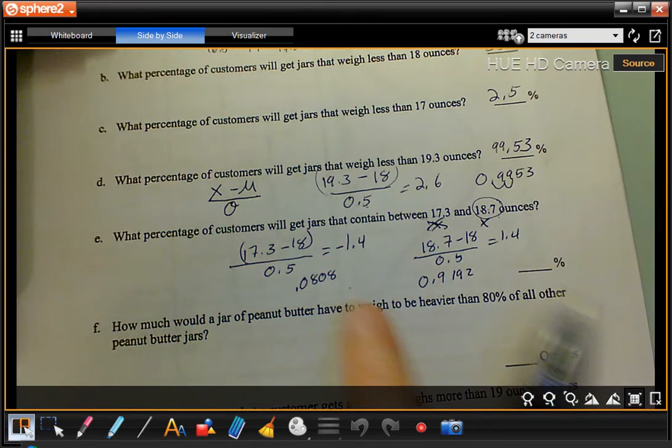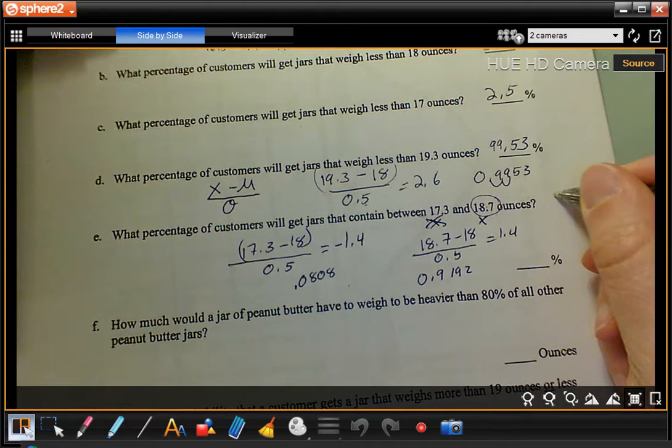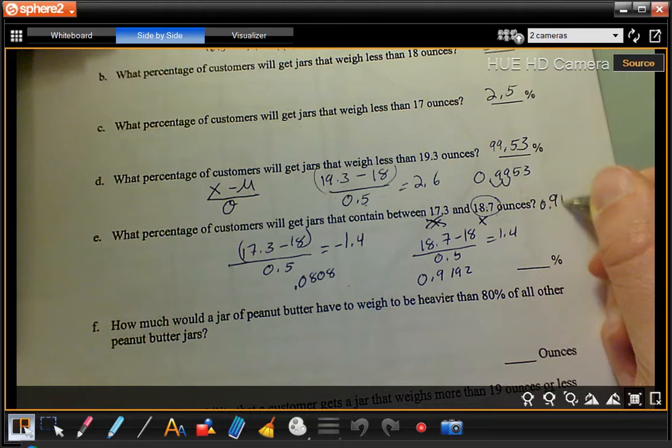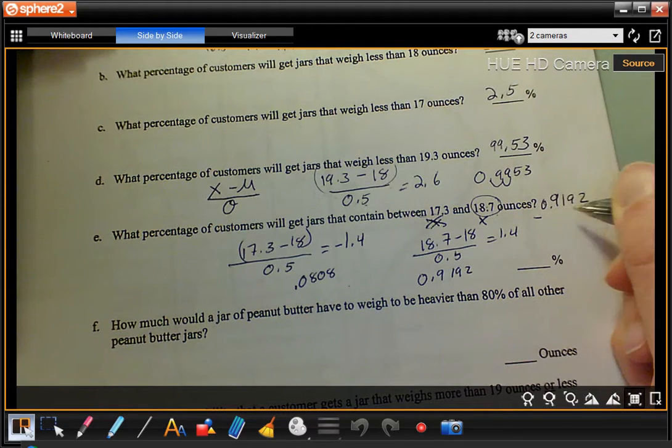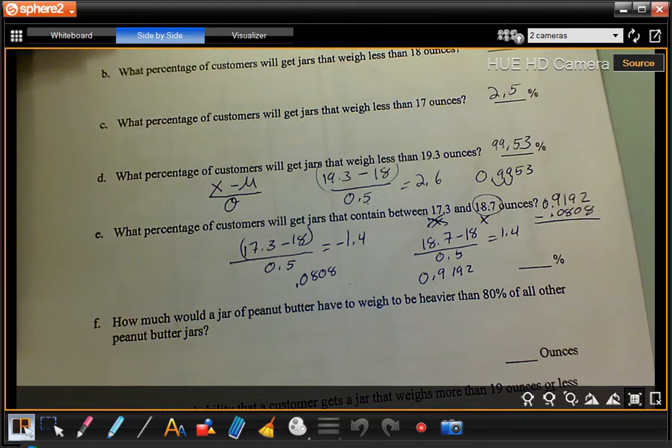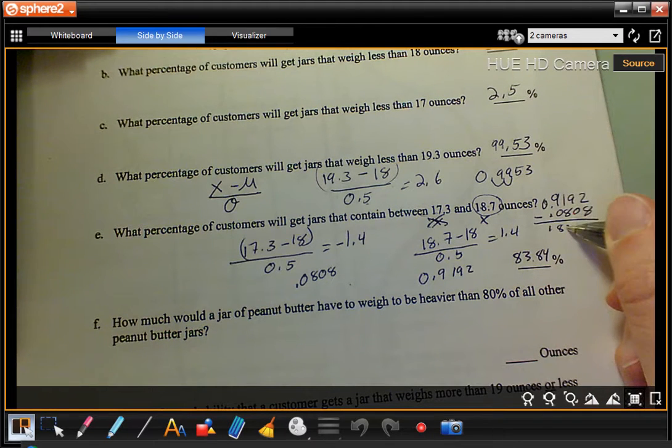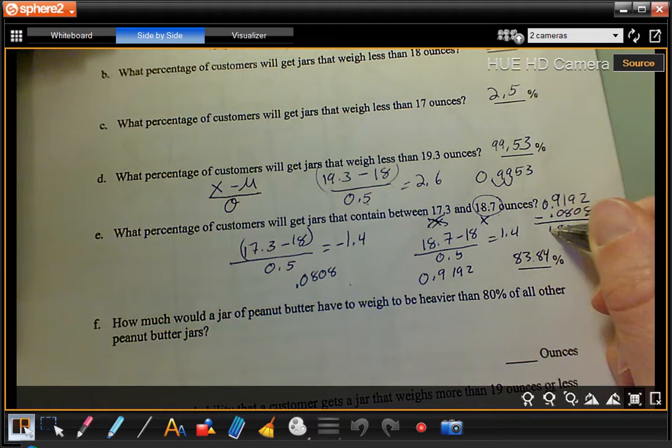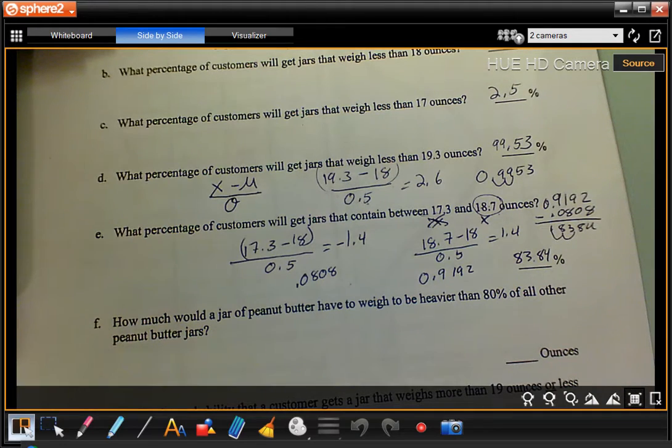0.9192. Now I want in between, so I'm going to subtract 0.9192 minus 0.0808, and I'm going to get 83.84%. Again, I get 0.8384, move my decimal place over 2 times.